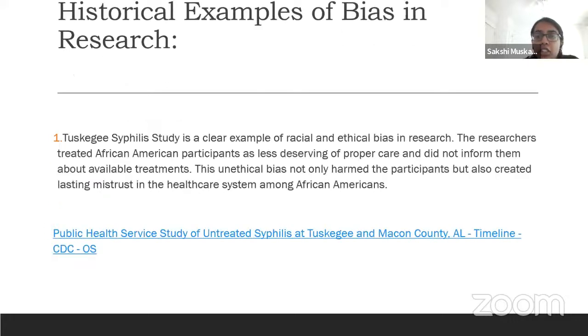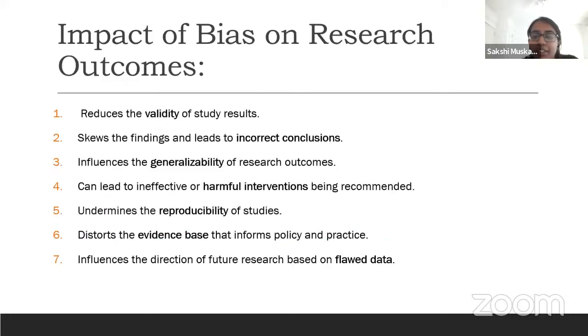Especially when we conduct systematic literature reviews, we take the support of parent studies that have already been done. So if there is some bias in the parent studies, then definitely it is going to affect all the future studies based on them. So yeah, you can go for the next slide.